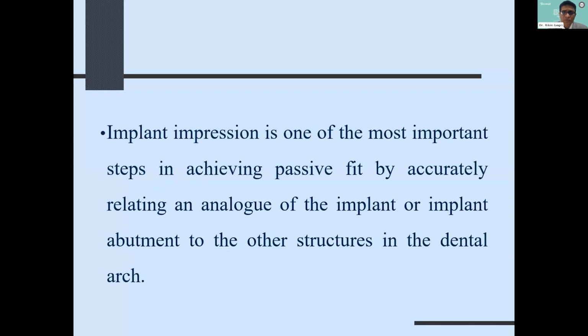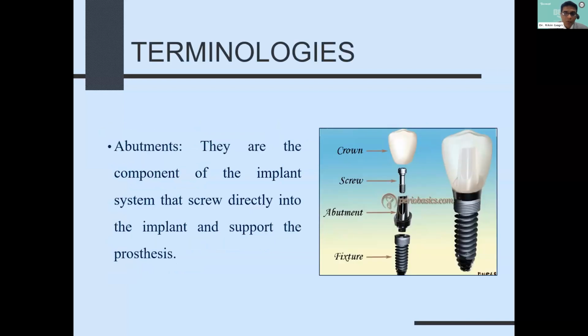So implant impression is one of the most important steps in achieving passive fit by accurately relating an analog of the implant or implant abutment to the other structures in the dental arch. What does this mean? These are the components, as I had said. We have the implant fixture, we have the abutment, and we have the abutment screw. And the final thing that goes over the abutment is the implant crown or the prosthesis, as we had planned to begin with.